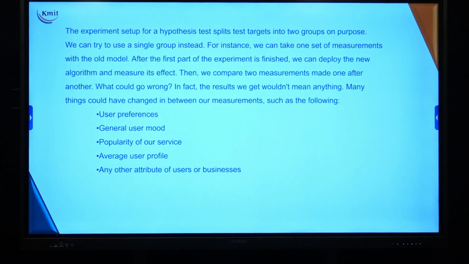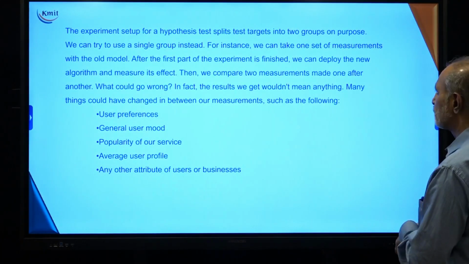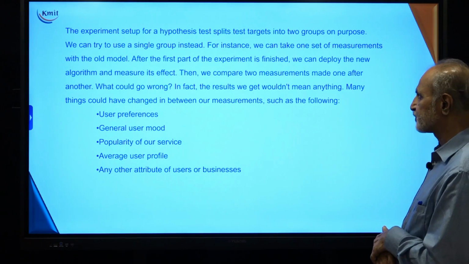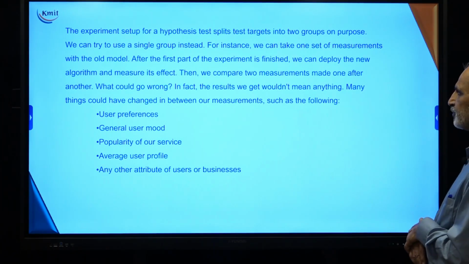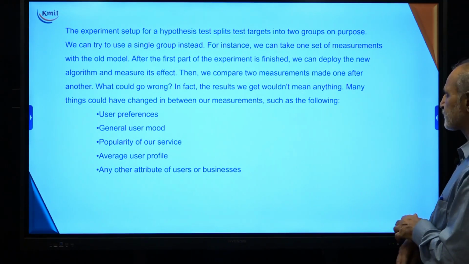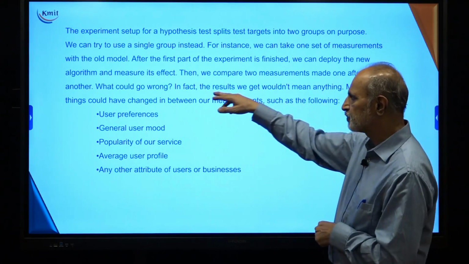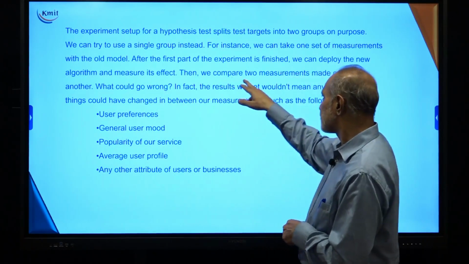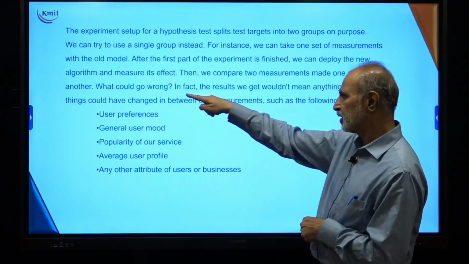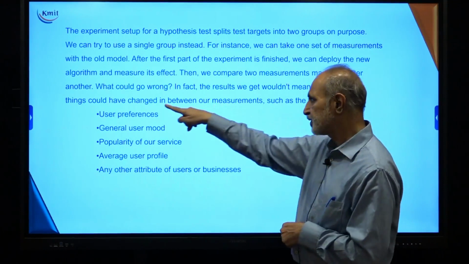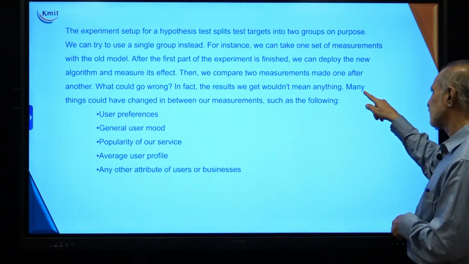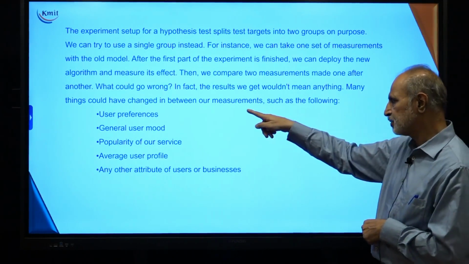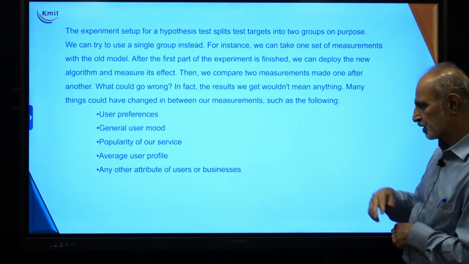So, for the experimental setup of a hypothesis test, we split the test target into two groups, one on purpose. We can try to use a single group also. For instance, we can take one set of measurements with the old model, and after the first experiment is finished, we can deploy the new model with the new algorithm. Then we can compare the two measures, made one after another. What could go wrong? In fact, the result we get would not mean anything. Many things could change in between our measurements, such as the following.